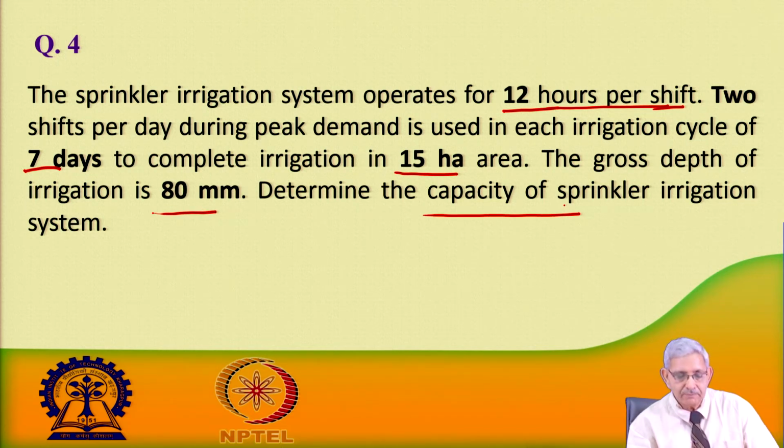So, once again I am reading this data. A sprinkler system is operating 12 hours per shift. 2 shifts are used in a day, then each irrigation cycle is of 7 days. Area is 15 hectare, gross depth of irrigation is 80 millimeter. So, we need to determine the capacity of irrigation made by a sprinkler system.